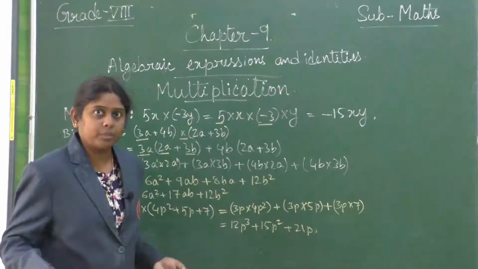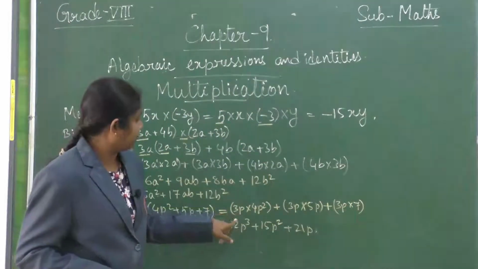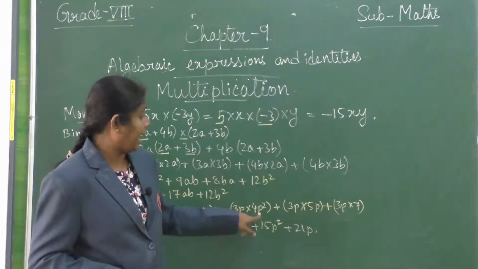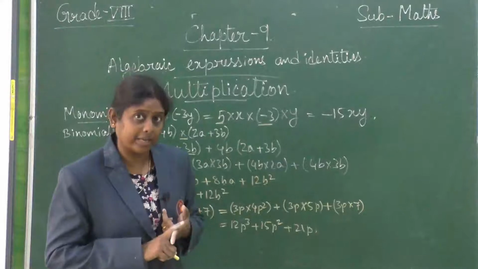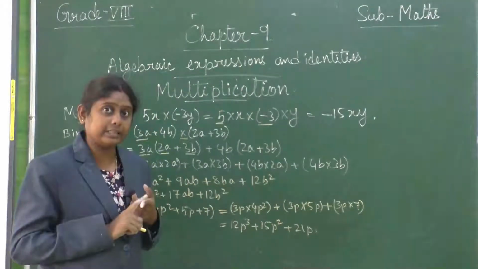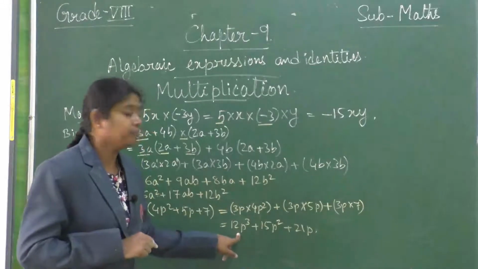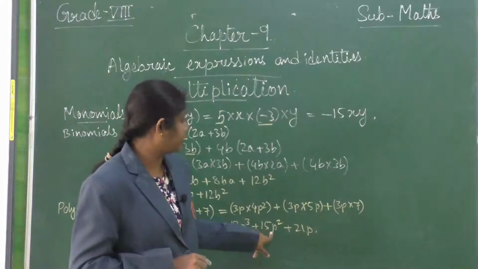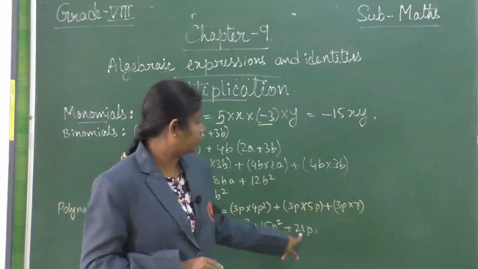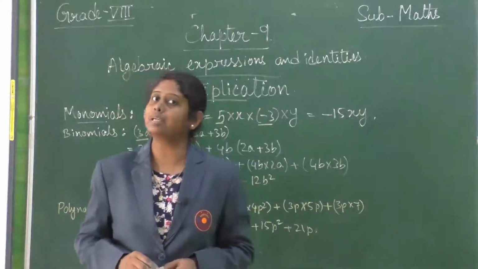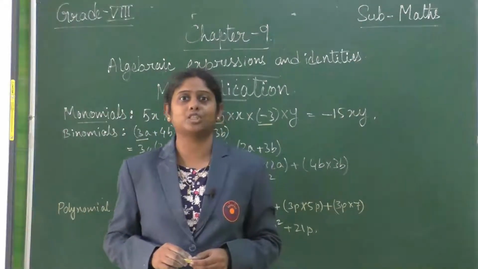Now it is easy to multiply. 3 into 4, this gives you 12, and because the p and p both are the same variable, only the exponents are different, so we can add the exponent and it gives you 12p cube. Next, plus 15p square plus 21p. Hope all of you understand how to do the multiplications for algebraic expressions.